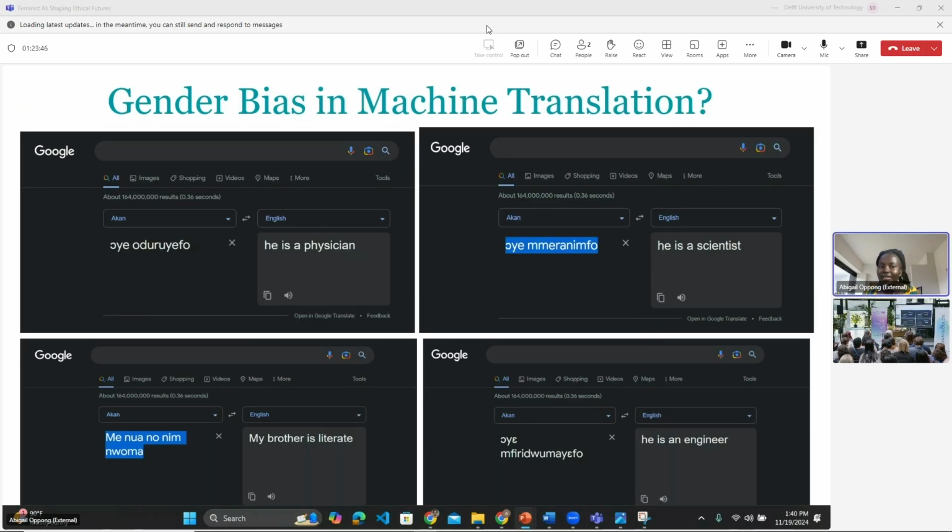This made me curious to look at the systems that are out there and what they are producing. So I also checked Google Translate, from Chi to English. In Chi, we have a pronoun which means he or she, but the systems are only translating to he. So this is an issue that the AI systems are generating.